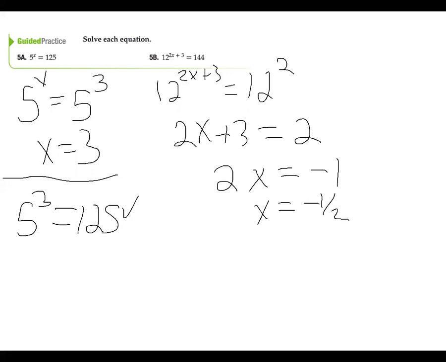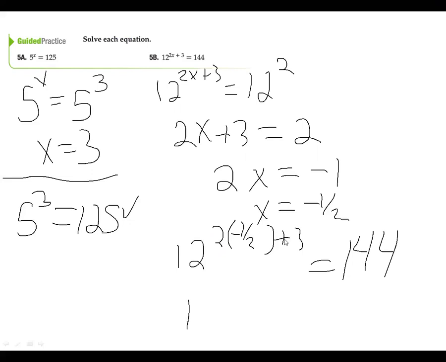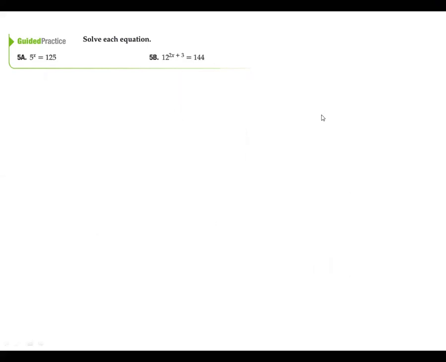Now if I check that, I get 12 to the 2 times -1/2 plus 3 equals 144. All right, 2 times -1/2 is -1, plus 3 is 2, so 12 squared, and that equals 144. So we're good. Pretty cool stuff, huh?